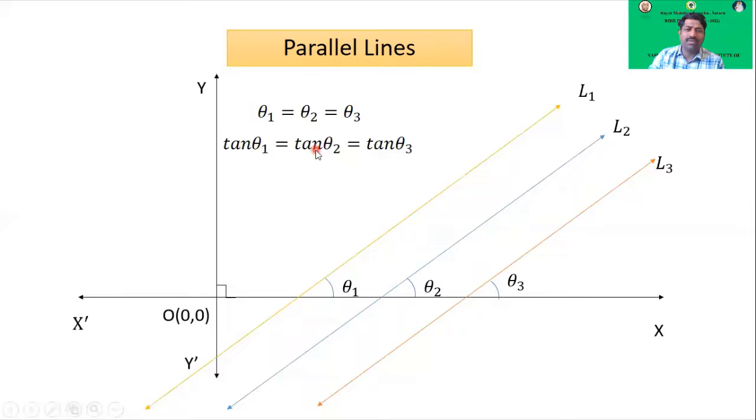So taking tan of both sides, tan theta 1 is equal to tan theta 2 is equal to tan theta 3. So here m1 is equal to m2 is equal to m3. So here we can see that if the lines are parallel, then their slopes are equal.